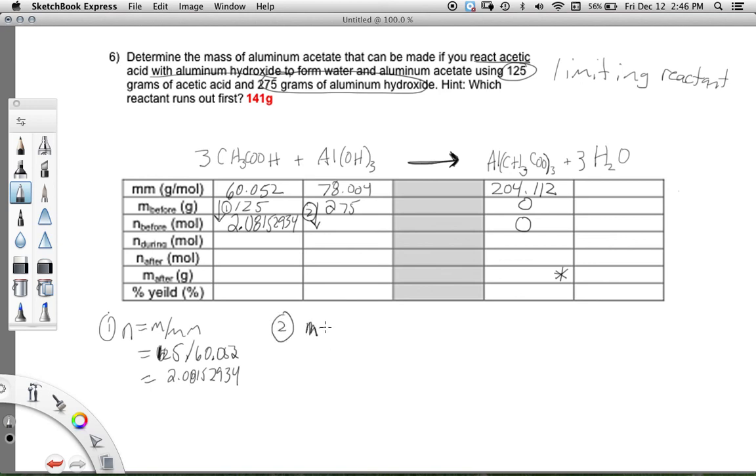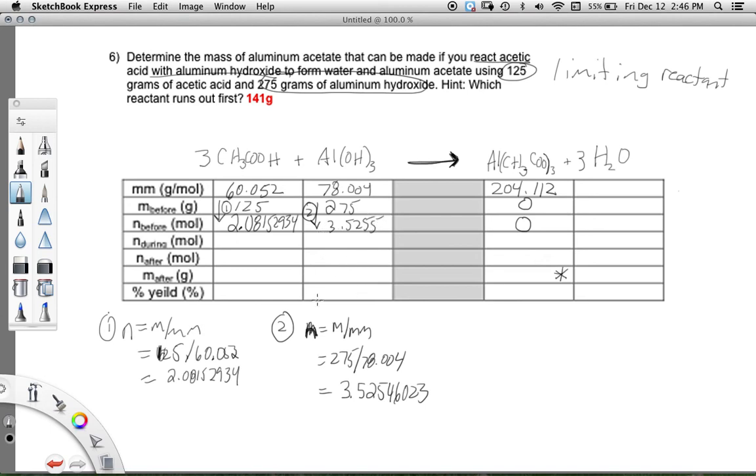This one here is moles equals mass divided by molar mass, which equals 275 divided by 78.004, which equals 3.52546023. I'm just going to put 3.5255 in there for now.